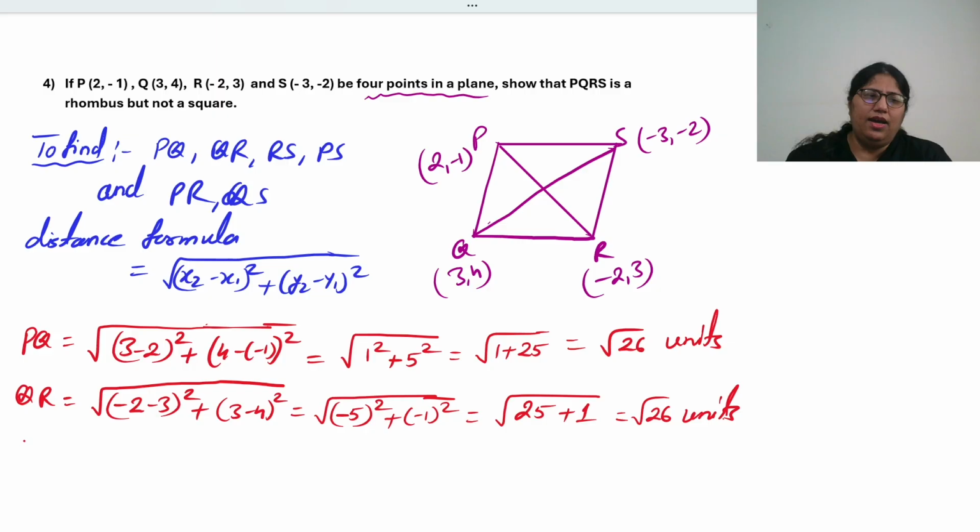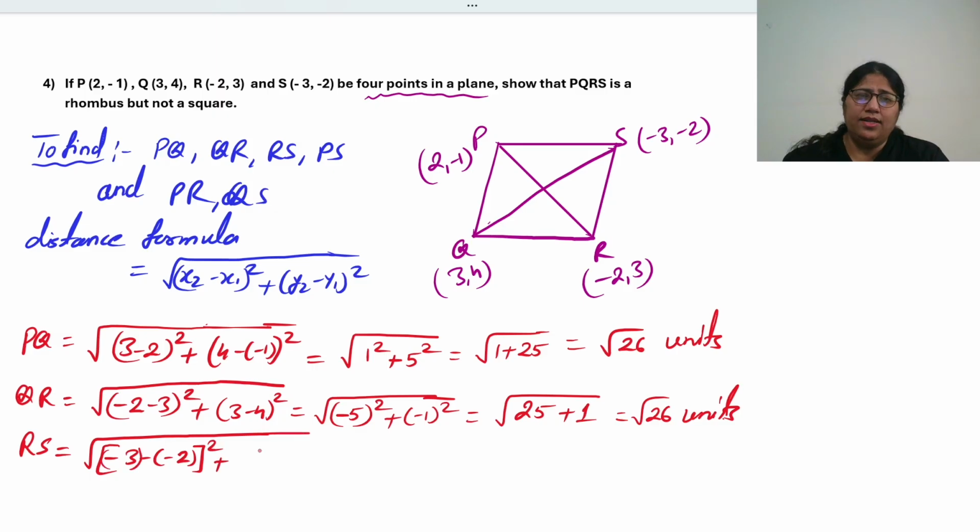After that, let us find out the RS length. How to get the RS length here? R2S, right? So I can take minus 3 minus of minus 2, because it is x2 minus x1, right? You can put the bracket also here. Then y2 minus y1, it will be minus 2 minus 3 whole square, correct?